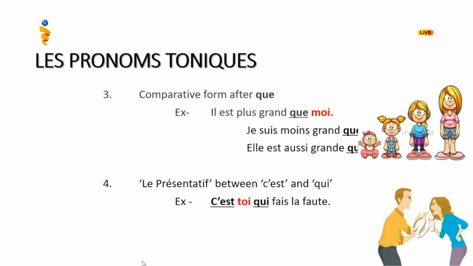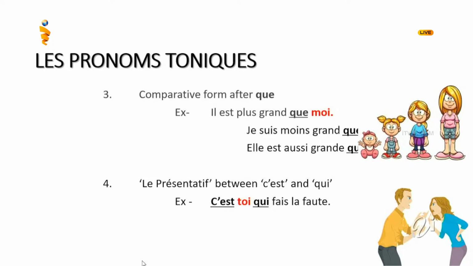And the next usage. I think you all can remember the lesson presentative. There, between c'est and qui, you have to use pronoun tonic. If you want to say, it's me who did this, it's you, it's them, you have to say, c'est toi qui fais l'effort. That is the first example I have given you.